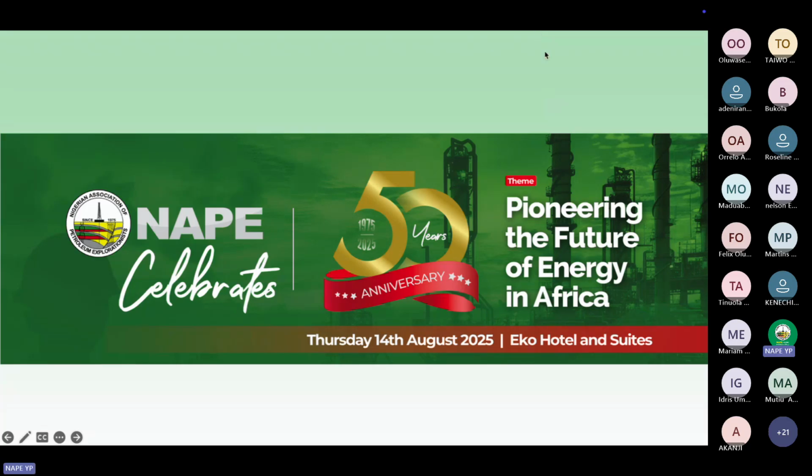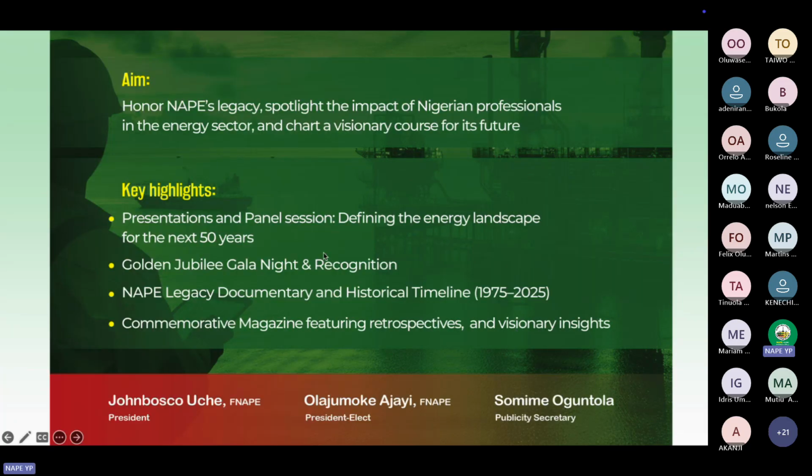Several event highlights for that day: we're having presentations and panel sessions defining the energy landscape for the next 50 years. So you want to be there. You want to know what is being discussed. Now we are looking ahead. Then Golden Jubilee Gala Night and recognitions. Then NAPE Legacy documentary and historical timelines, 1975 to 2025. Then a commemorative magazine featuring retrospectives and visionary insights. So we want you to just plan this ahead.